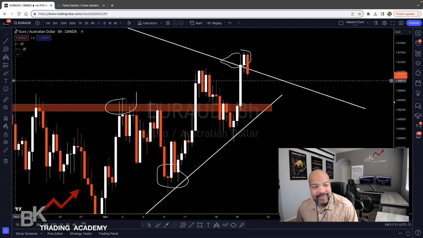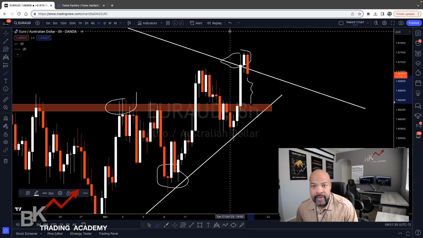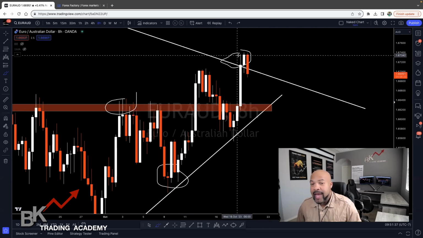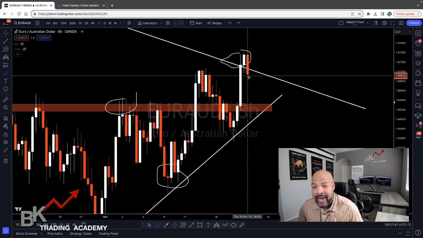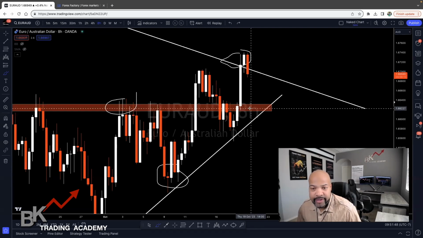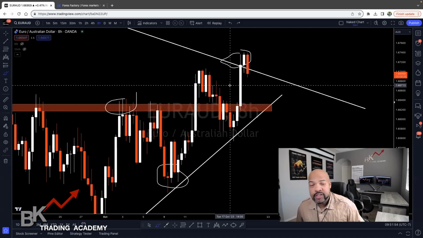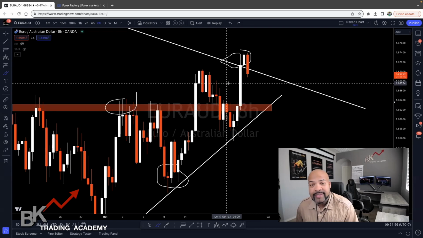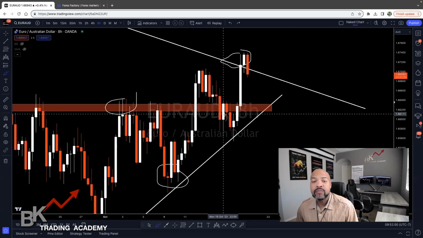And what I would like to see is a pullback down to the structure here. If that pullback happens, I'm not going to sell now because I don't know if it's going to continue higher or not. But what I would like to happen is for price to pull back to the structure. And as price pulls back to that structure, I would like to enter here for a buy. Now, why would I want to do that? If I'm in an uptrend, it just makes sense to buy because it's less risky.